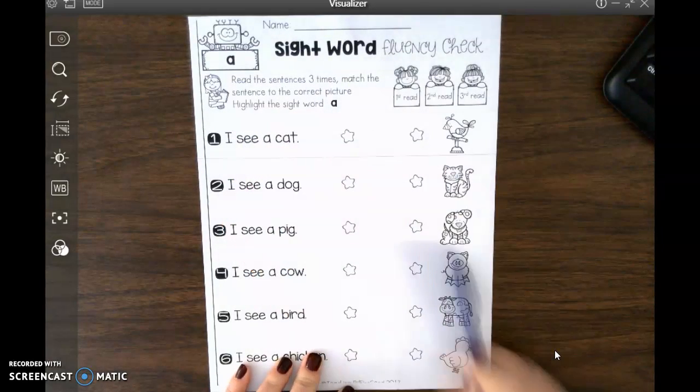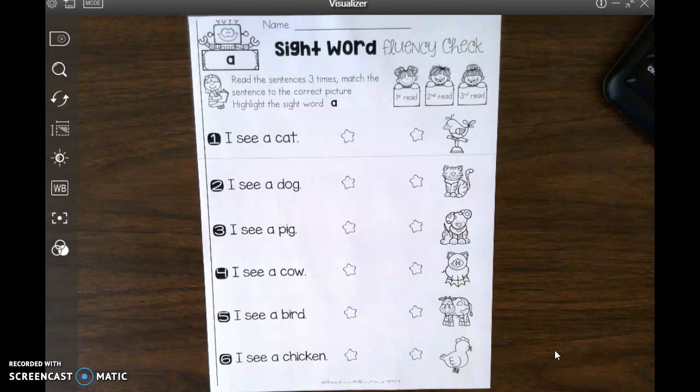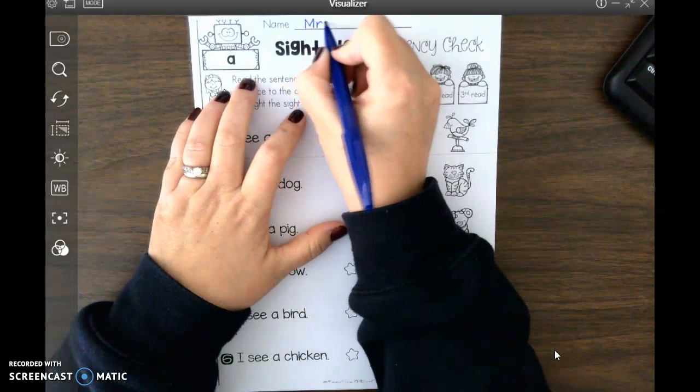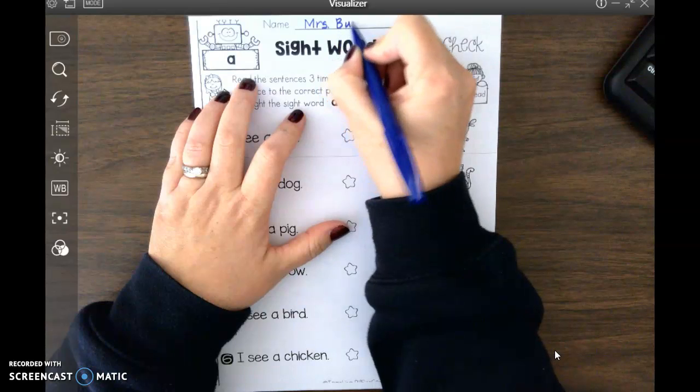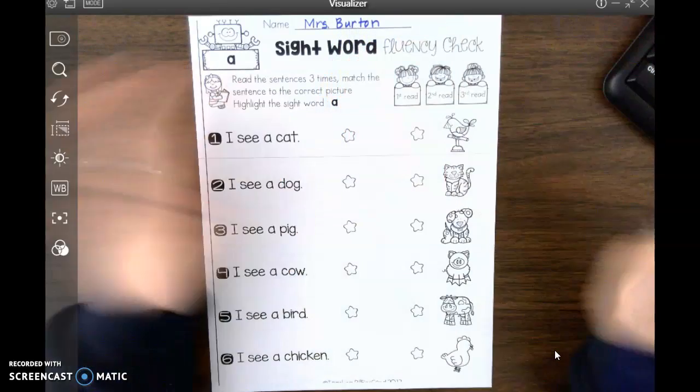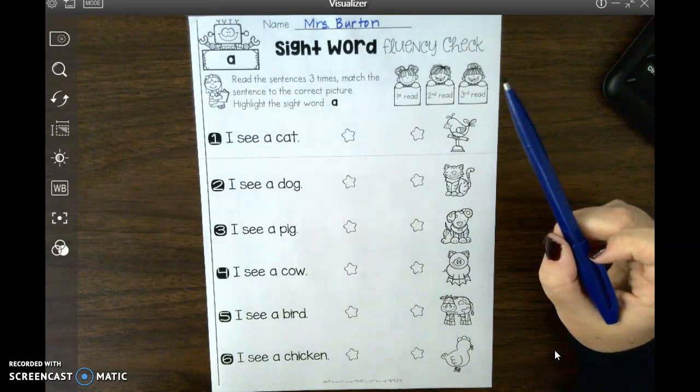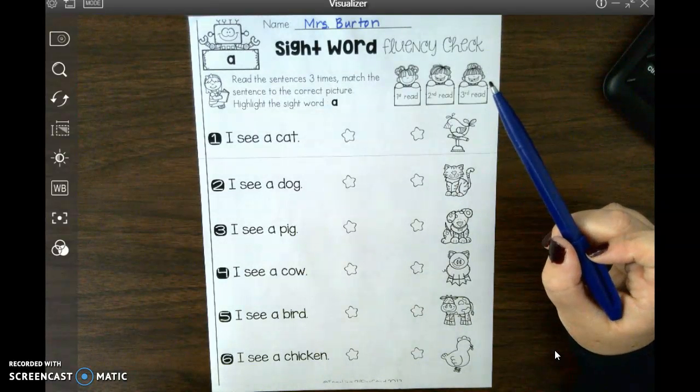So I need you to get this page out of your packet and get your name on the top. And really the only thing you're going to need for this is your pencil, but mostly we're just going to be using our eyes to do some reading, okay? I'll give you just a minute to get this ready.